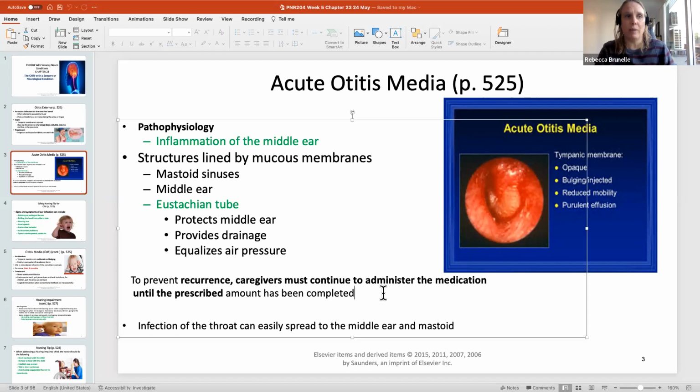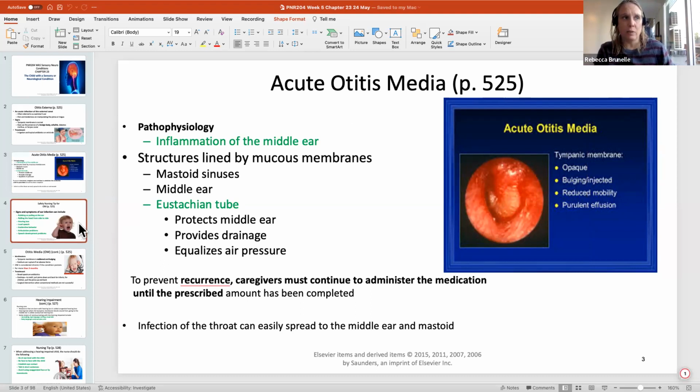So one of the main things that you need to do as a nurse is make sure that parents know to give the full course of antibiotics. Like if an antibiotic course is for 7 days and the kid's feeling better after day 4, you need to make sure that they take the antibiotics for the full 7 days.